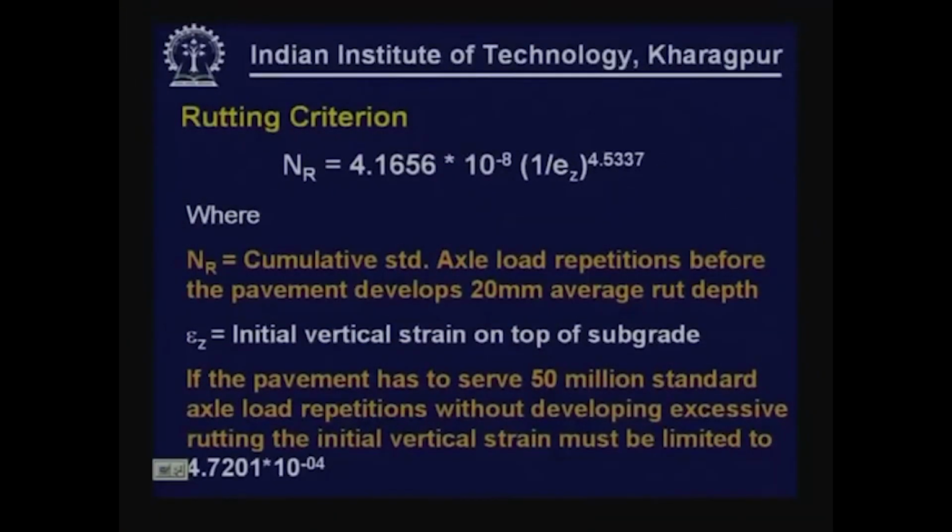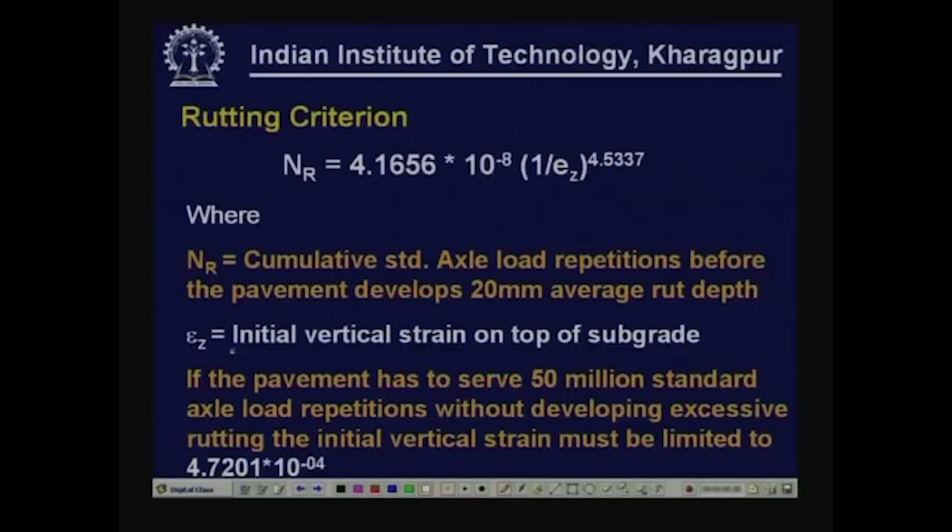The rutting criterion that has been adopted is NR is equal to 4.1656 into 10 to the power minus 8 into 1 by epsilon z to the power 4.5337, where NR is the cumulative standard axle load repetitions before the pavement develops 20 millimeter average rut depth. Epsilon z is the initial vertical strain on top of subgrade. So, we are referring to the initial vertical strain.